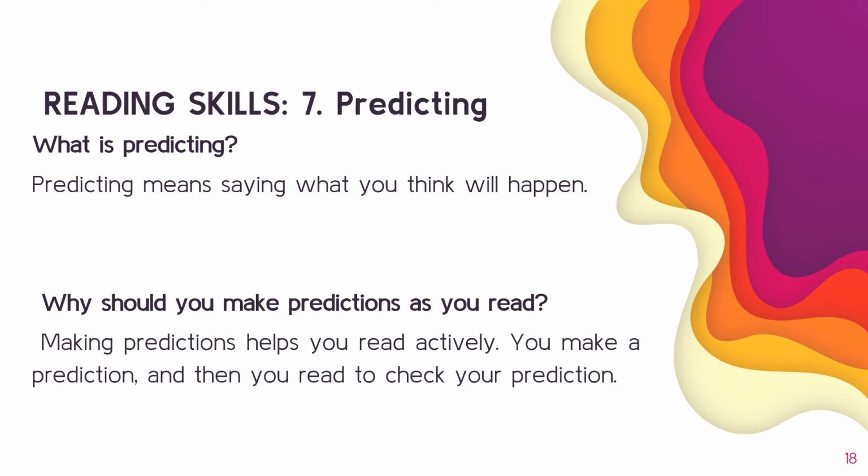Reading skill number 7 is predicting. Simply, it is saying what you think will happen next. So why should we make predictions as we read? Making predictions helps us read actively. When we make a prediction, then you read to check your prediction. Simply, you make a prediction, then read to check your prediction against the text.